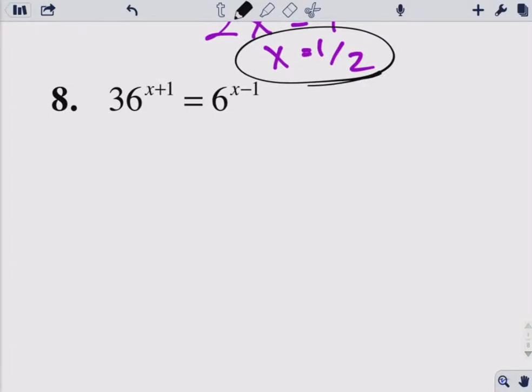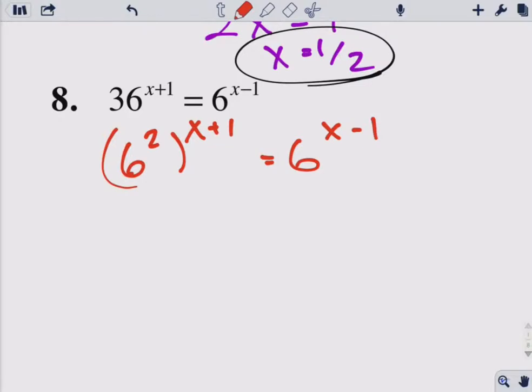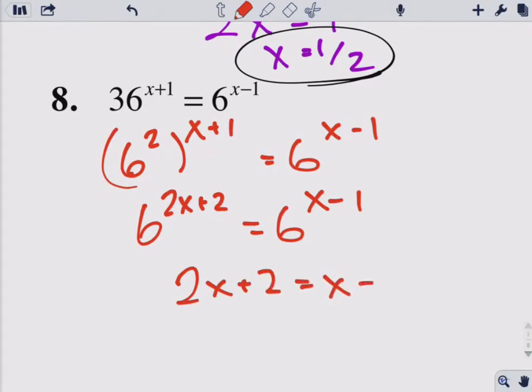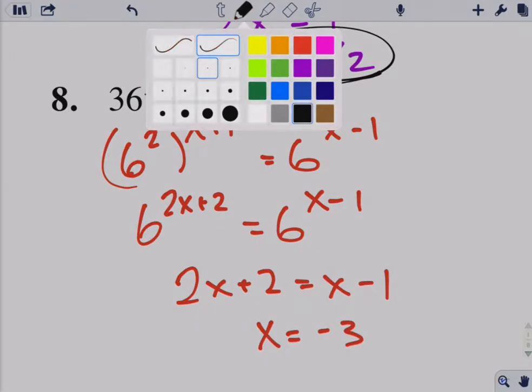And then I've got 36 raised to the x plus 1 and 6 raised to the x minus 1, so it's 6 squared raised to the x plus 1 is equal to 6 raised to the x minus 1. Again, we've got power to a power, so we want to distribute the powers. So I get 6 raised to the 2x plus 2 equals 6 raised to the x minus 1. I set the powers equal to each other using my one-to-one property, and I get x equals negative 3. And there's your answer for that.